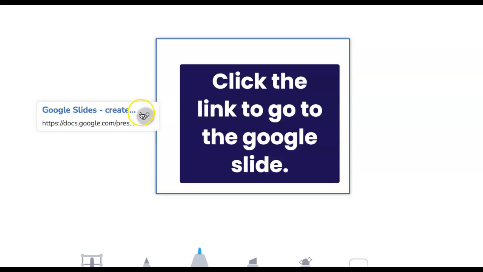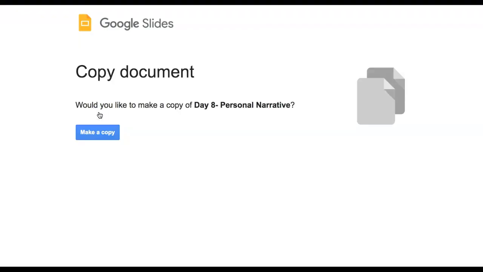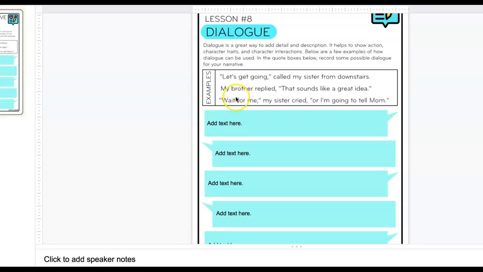Second slide is where you'll click and get your copy of what we're working on today. You'll click make a copy and your copy will populate. If for some reason you happen to close this tab, you do not need to make another copy. This is located in your Google Drive.